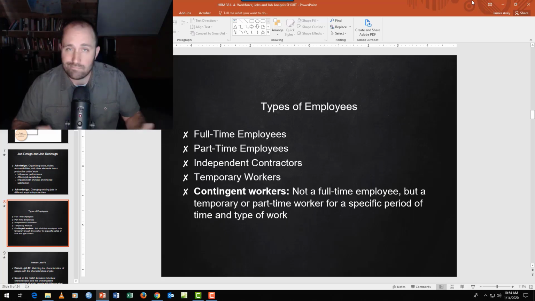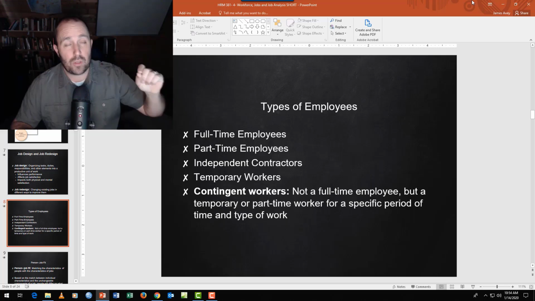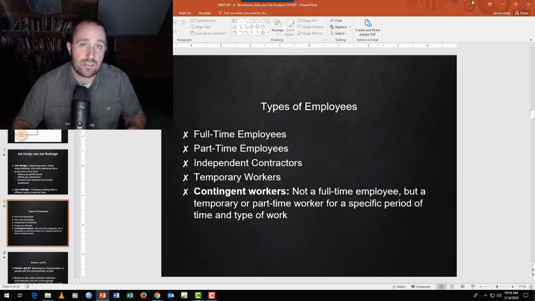There's a part-time employee, kind of the same thing, works less hours. An independent contractor means they are contracted with the organization. That's different than being a direct employee. An independent contractor, for instance, is much easier to think of like the person who's building your house.